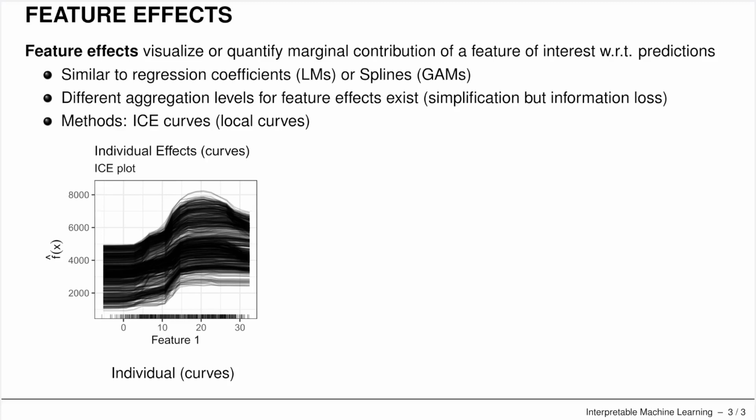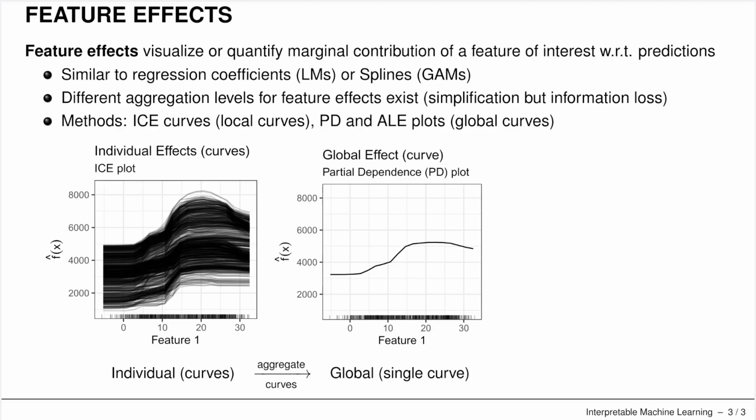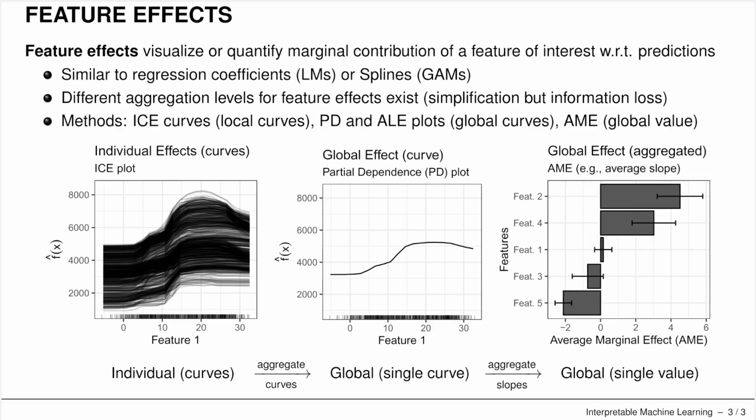Oftentimes, individual effects can be aggregated into a global effect. The partial dependence plot does this. Essentially, it aggregates all the curves from the left plot into one aggregated curve, which can lead to information loss. Another aggregation level allows to condense the information of the curve into one single number. The so-called average marginal effects estimate the slope at different positions of the effect curve and aggregate these slopes at different points to get a bigger picture and understand the average effect across different features, for example.